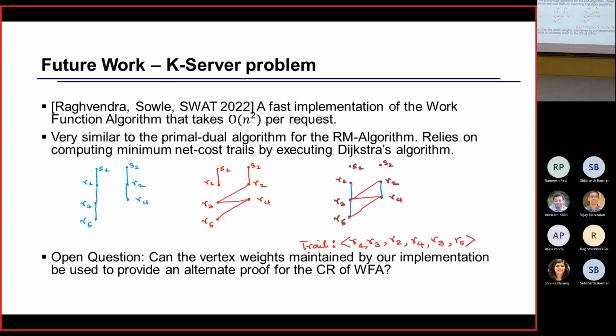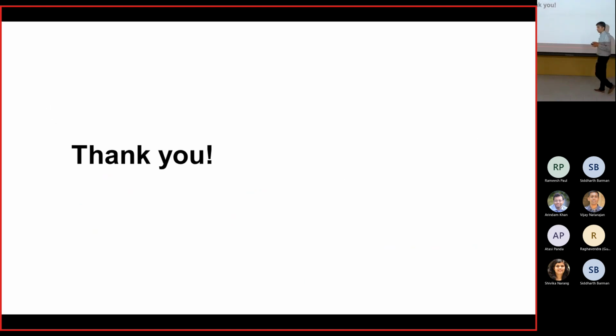But we are trying to see if we can take these dual weights and analyze their behavior as the algorithm progresses and use their properties to prove a competitive ratio for the K-server problem. As per my knowledge, this would be a different approach for obtaining a competitive ratio for work function algorithms. Okay, so that I'm going to conclude. Thank you.